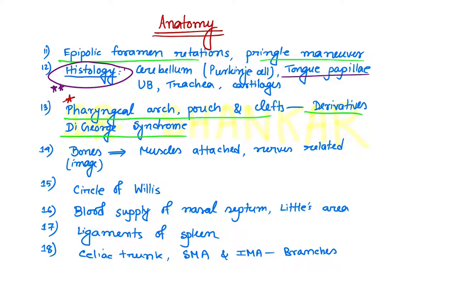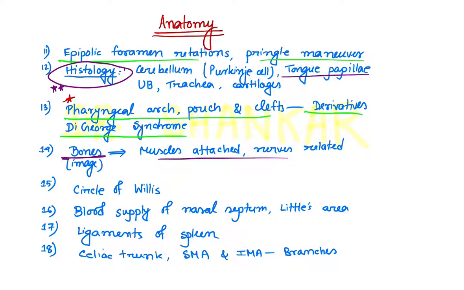Pharyngeal arch. Next, bones. So nowadays one trend is there regarding bone images. So one bone image can be given and they can ask the muscle attached there, types of joint, or which type of epiphysis, or appearance of epiphysis or diaphysis. So muscle attached, nerve related, like last time one very long clinical question was there regarding damage to ulnar nerve, and the question was not direct.